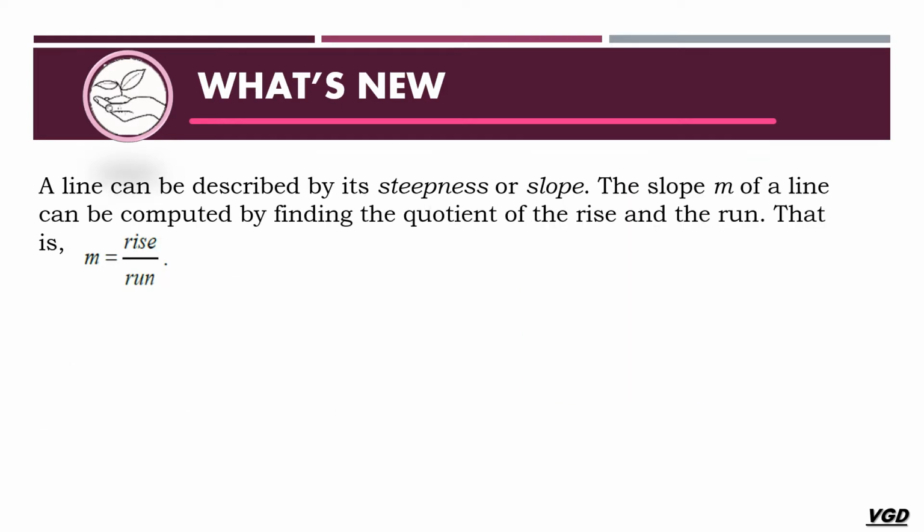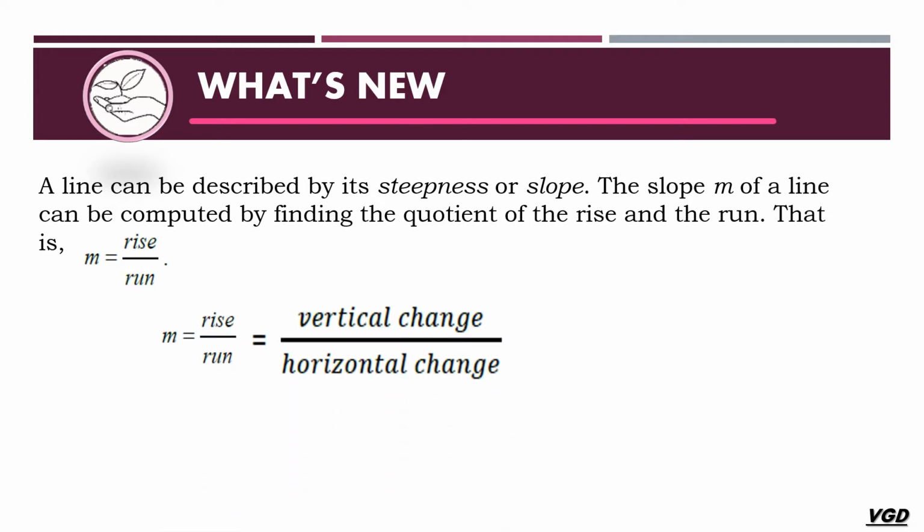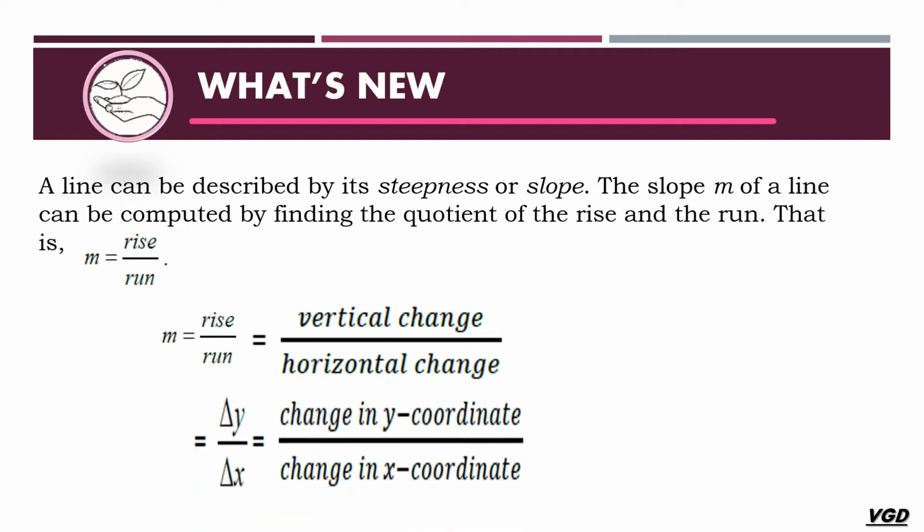A line can be described by its steepness or slope. The slope, which is represented by letter m of a line, can be computed by finding the quotient of the rise and the run. That is, m is equal to rise over run. The rise refers to the vertical change or the change in y coordinate, while the run is the horizontal change or the change in x coordinate. So here is the symbol.